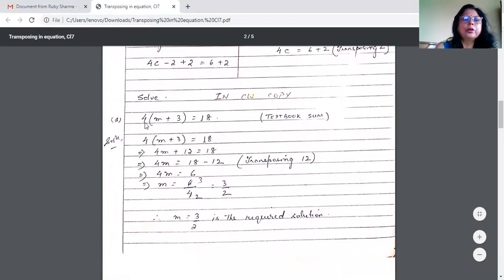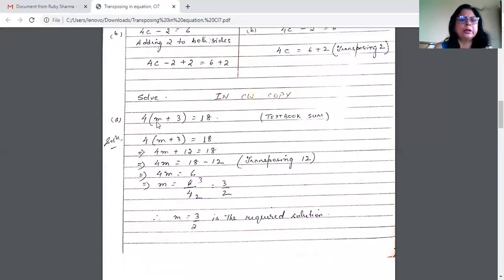Now in this sum, 4 into m plus 3. M plus 3 is within brackets, so the whole thing is multiplied by 4 is equal to 18. Now, in this case, the first step you can also do like this: m plus 3 is equal to 18 divided by 4. That means 4 into this whole thing is given. So when 4 into something is given, there's a multiplication sign here, and when you bring this 4 to your right hand side, it becomes divided.